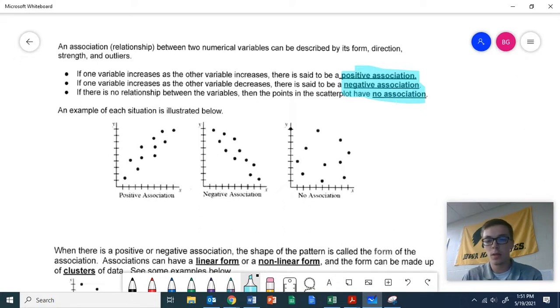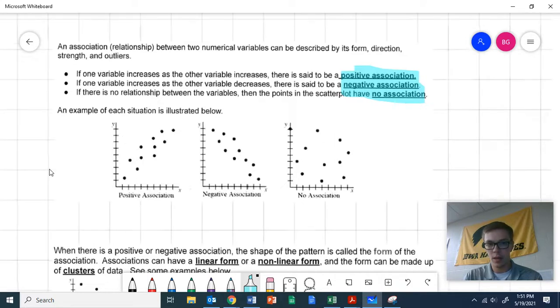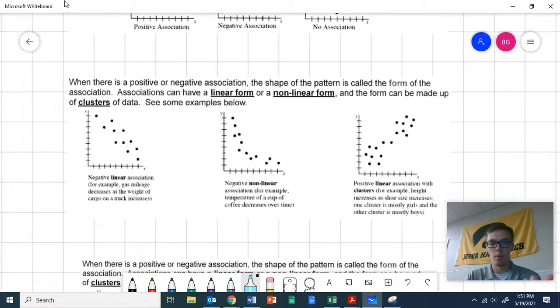Now, if there's no association, like the length of a dog's fur and speed, our graph would look something like this, the third one on the far right. And in that case, we still would say no association. So the first thing we always describe it with is direction. Now, the second thing we're going to describe it with is the form.